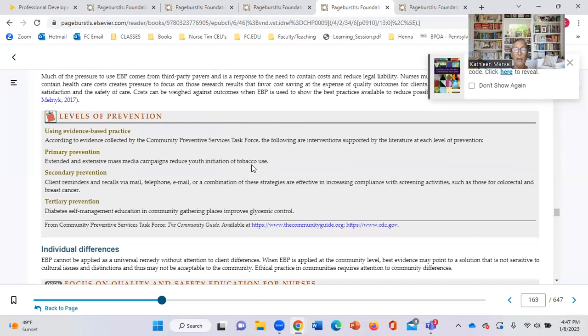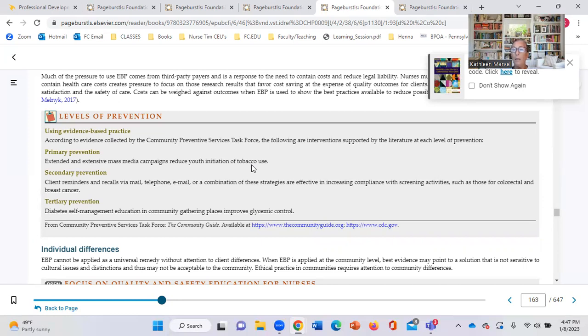Okay, here's our level of prevention box based on evidence-based practice. According to evidence collected by the Community Preventive Services Task Force, the following interventions support the literature at each of the levels. So what would primary be? Remember, we're trying to prevent. Primary prevention: extended and extensive mass media campaign to reduce youth initiation to tobacco use. So again, we're trying to prevent something before it happens.